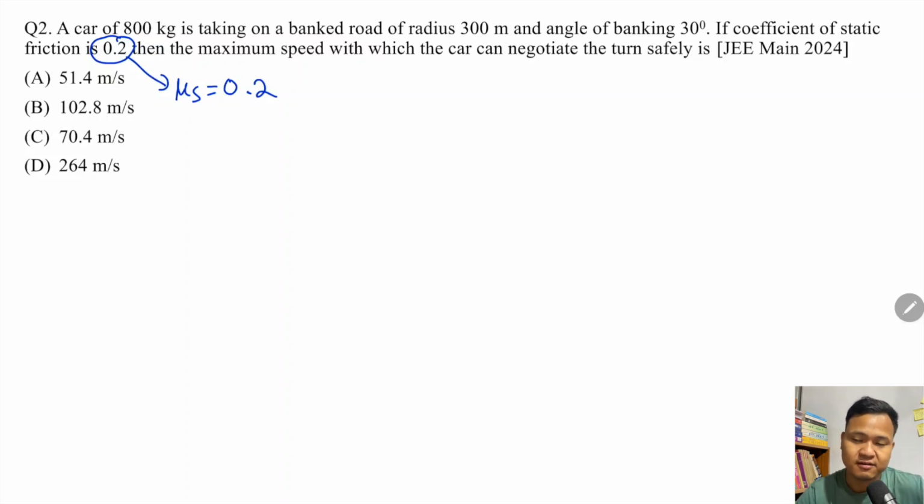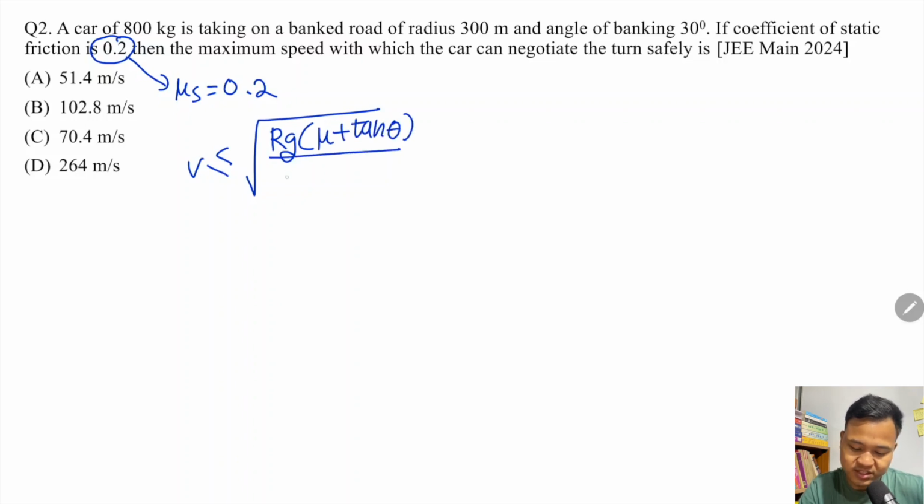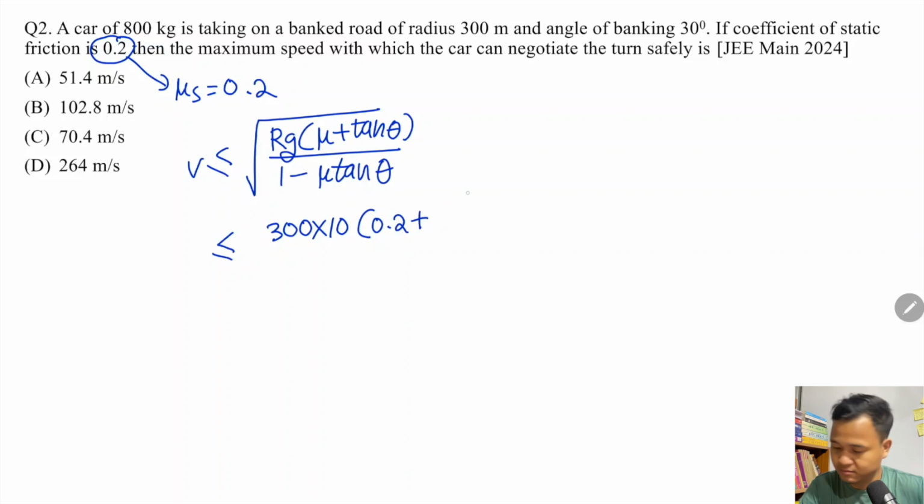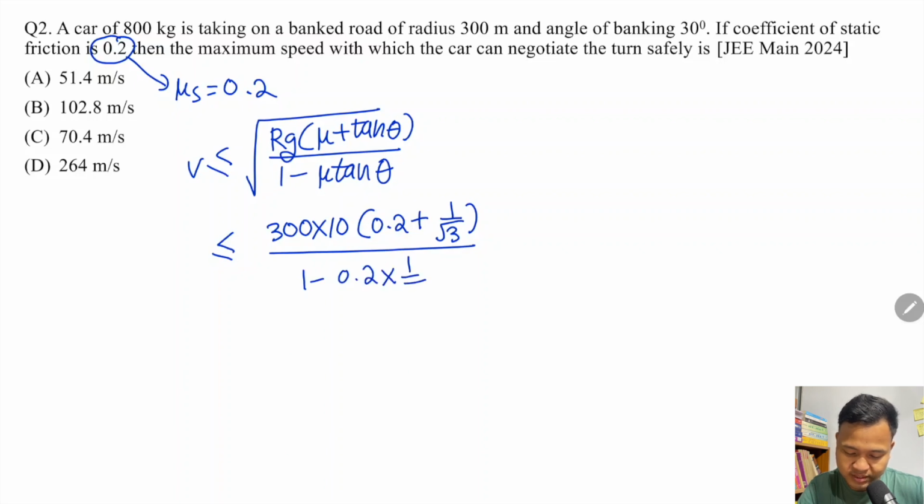On a banked road with friction, we use the formula: v should be less than or equal to root over rz into (mu plus tan theta) divided by (1 minus mu into tan theta). Put the values here. r is 300, z is 10, mu is 0.2, and tan 30 is 1 by root 3. So 1 by root 3 divided by 1 minus 0.2 into 1 by root 3, all under a square root.